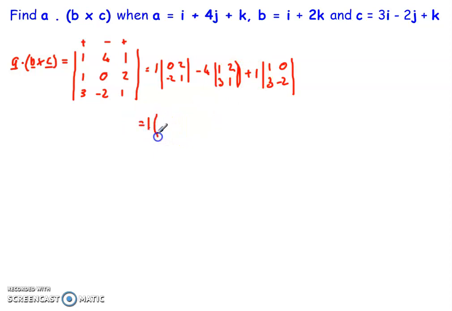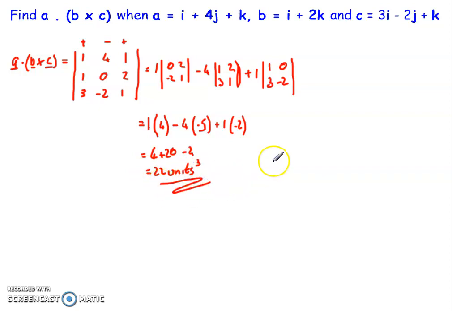So this first one, I've got 1 times, well, 0 times 1 is 0, take away negative 4, so I've got 4. I've then got minus 4 times 1 times 1 is 1, take away 3 2's, so 1 take away 3 2's is minus 5 because it's 1 take away 6. I've then got plus 1 times this, so I've got negative 2 take away 0 times negative 2. Multiply all these out, I get 4 plus 20 minus 2, so I get 22 cubic units. So there you go, that's a triple scalar product of those vectors.